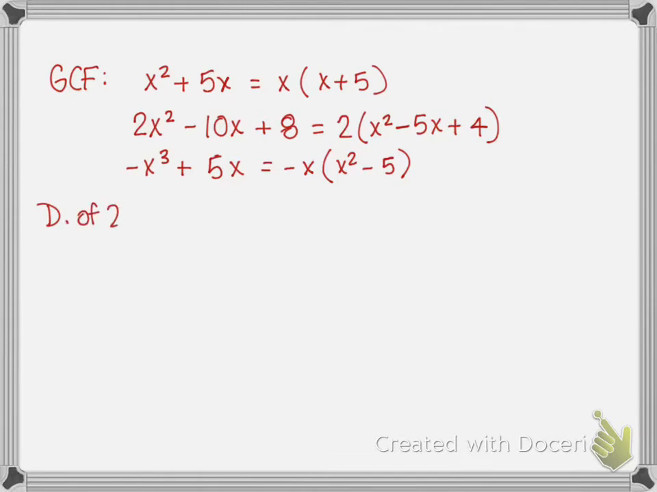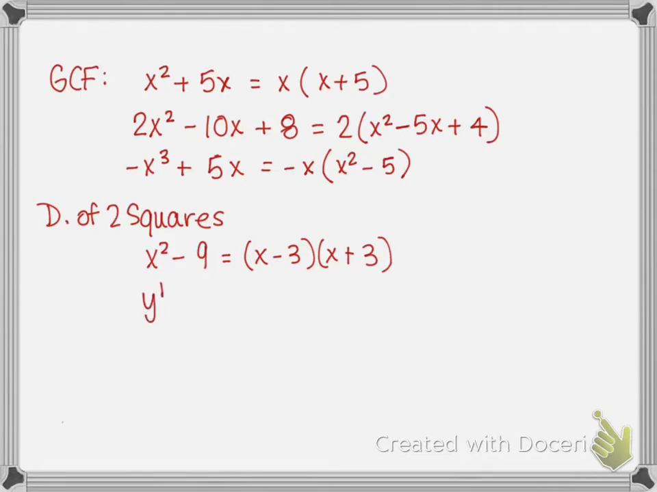The last video you saw was factoring a difference of two squares. We factor our difference of two squares when there's two terms separated by a minus sign and they're both perfect squares. So I would factor that x squared minus 9 like x minus 3 and x plus 3. Or I'd factor, say, y to the 10th minus 49 as y to the 5th plus 7 and y to the 5th minus 7.